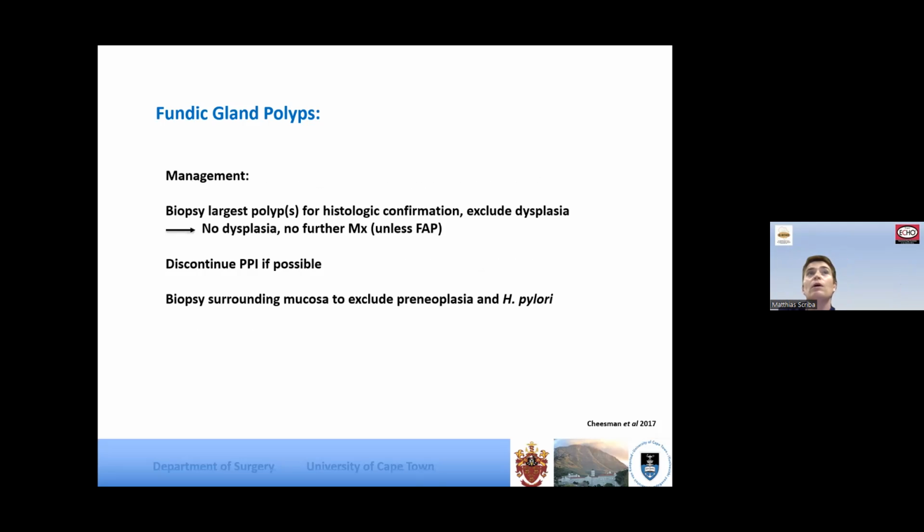Management, for all of those of us that like confirmation, I would always suggest at least having one biopsy, and then you can follow up that patient. Please do biopsy the smaller ones, and if you've got a bigger one, take the whole thing off. If there's no dysplasia, well, that's great. Then you can consider conservative management unless you are evaluating for FAP. If possible, some recommend to discontinue your PPIs, but I think most of you will agree that most patients will prefer to continue. And then you do need to biopsy the surrounding mucosa to exclude pre-neoplasia and H. pylori, but generally there's not an association.